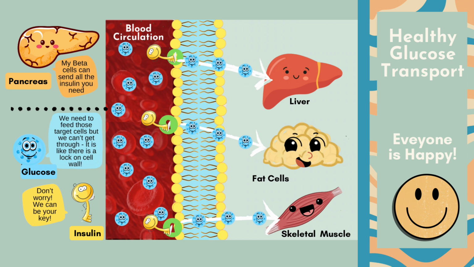The pancreas is here. His little call out says, my beta cells can send you all the insulin you need, because he's a happy, healthy little pancreas there. And the glucose says, we need to feed those target cells, but we can't get through. It's like there's a lock on the cell wall. And then the insulin is there. Don't worry, we can be your key. And everybody's happy. The liver's happy, the fat cell's happy, the skeletal muscles are happy, the pancreas is happy, it's doing its job, it's not overworked, all is good.